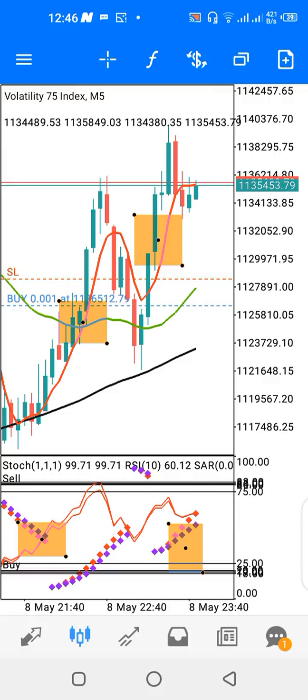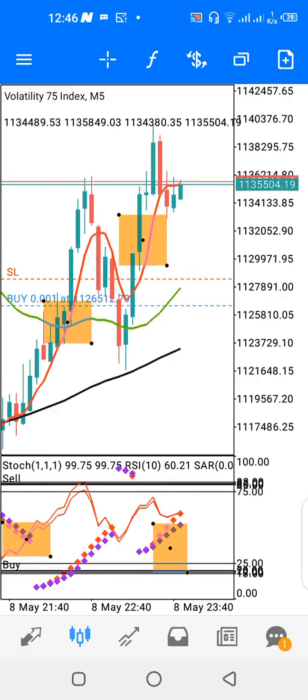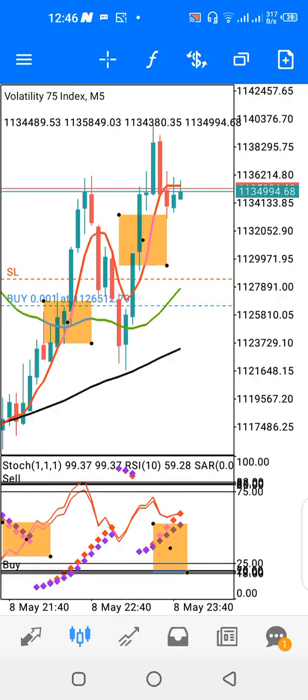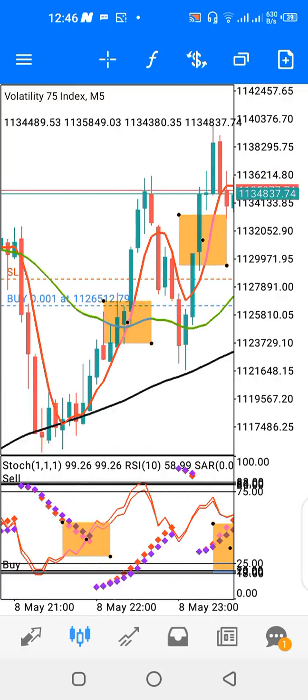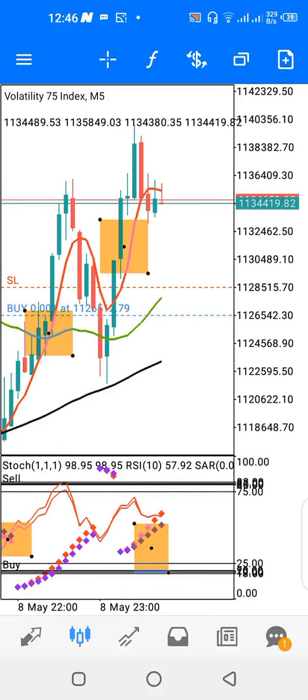Okay, it's an easy strategy. It helps you to follow the trend. You can use this strategy on any time frame. You can use it for other volatility index assets. You can use it for boom and crash. You can use it for forex. You can use it to trade gold. It's a simple strategy, very easy to use, can apply to all time frames. Okay, like I'm using it on 5 minutes time frame, I can use it on 1 minute time frame, I can use it on 1 hour time frame. So that's that for the strategy.